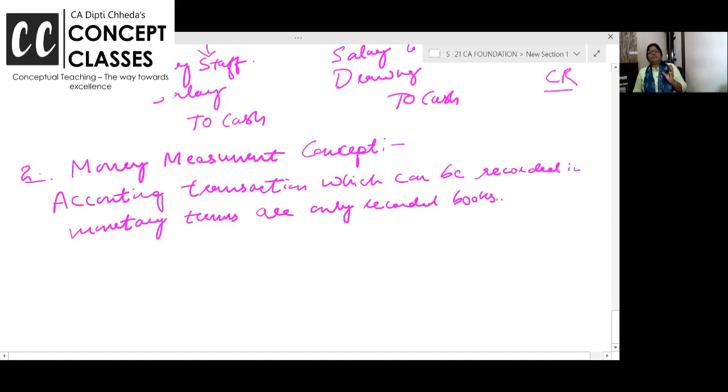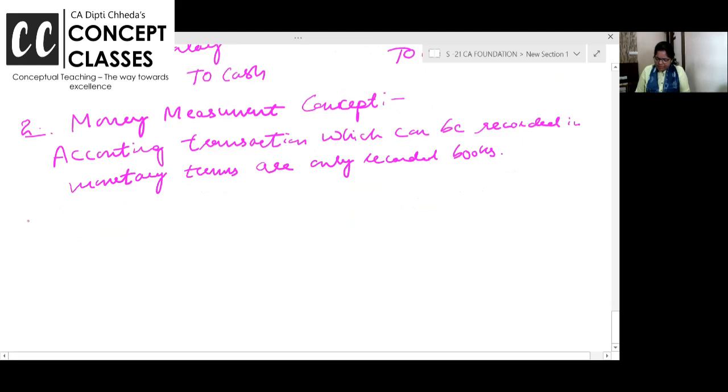This is money measurement. If you cannot measure a transaction in money, like your employee worked 1 hour extra, we tried to give him a bonus, he didn't take it, and just with a thank you and gratitude, he worked 1 hour extra. How do I record this transaction in books? It is not measurable in money, so I'm not going to record it, right?